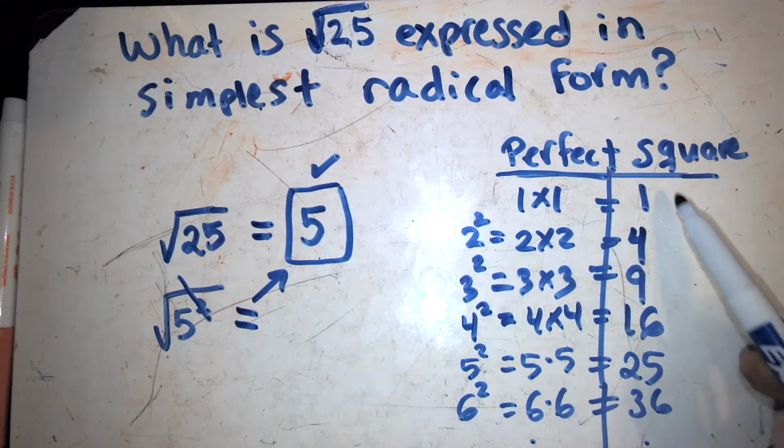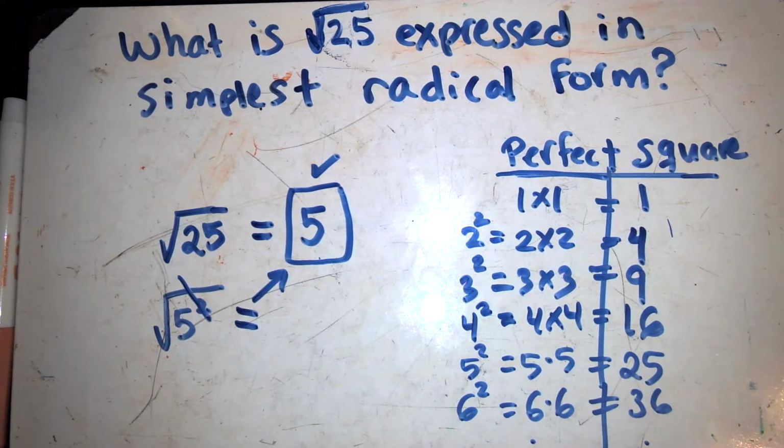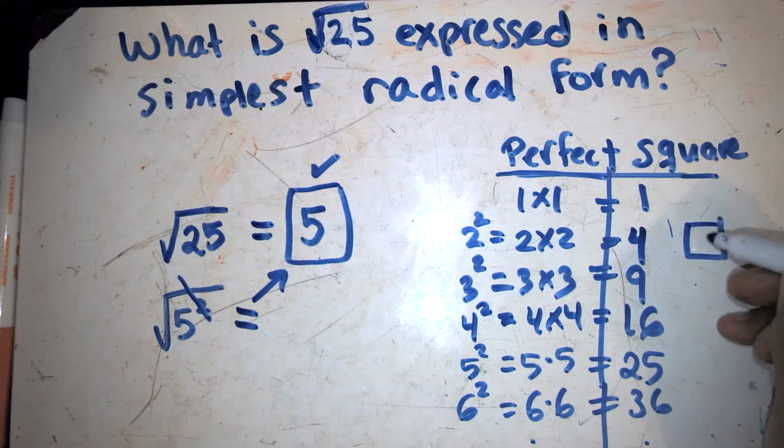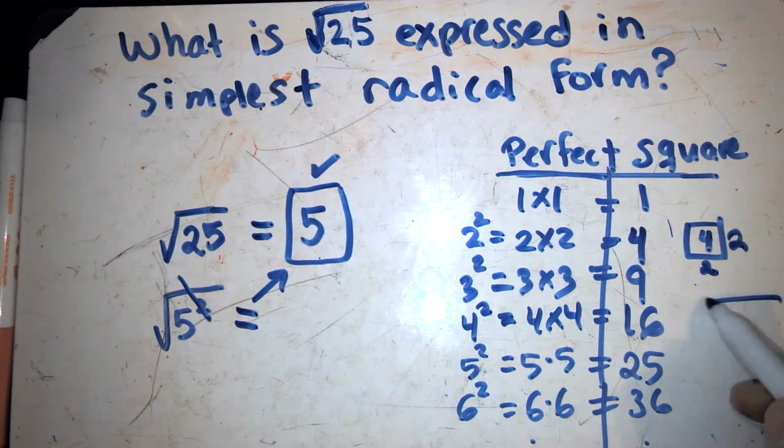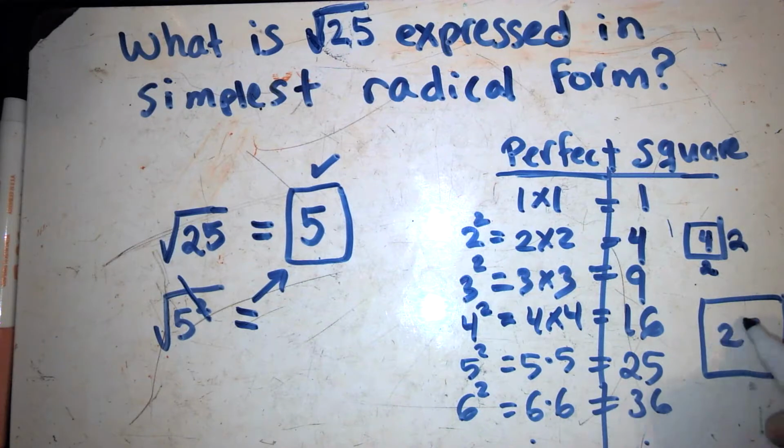I can also represent these perfect squares as actual geometric squares. 4, for example, represents the area where the sides are size 2. 2 times 2 is 4. Similarly, I can represent 25 as a perfect square. 25 would represent the area of a square where the sides are 5 units long each. 5 times 5 is 25.